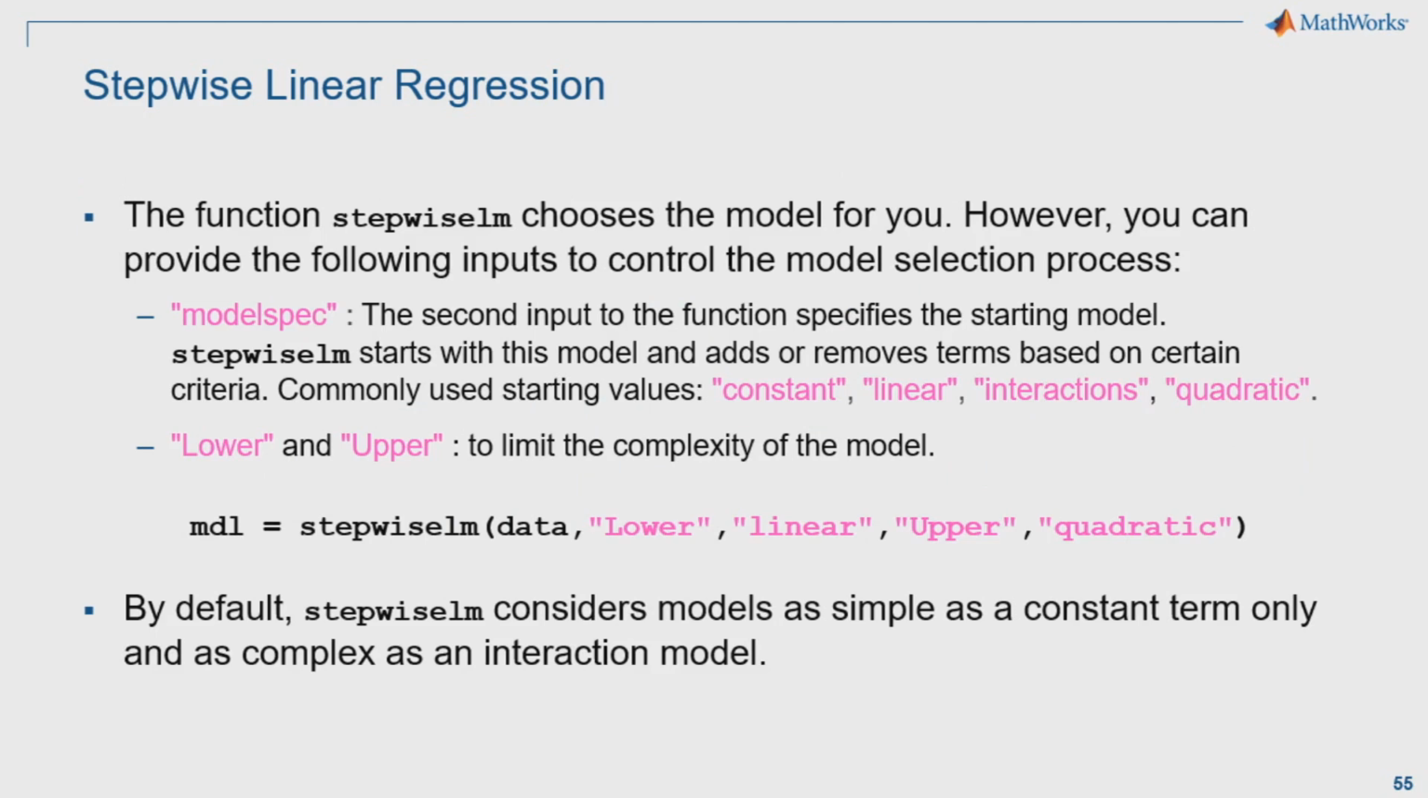You can also specify an upper and lower complexity of the model by using the properties lower and upper. And also in this case, you can specify the argument of this property by using a built-in model, which could be, for instance, linear, quadratic, or interactions, as we have seen before. Or you can also use models which you decide to build in a custom way with the Wilkinson-Rogers notation.